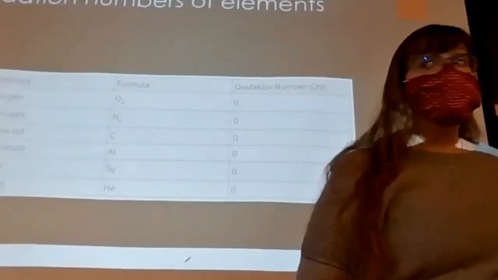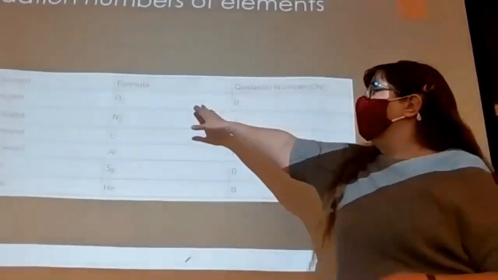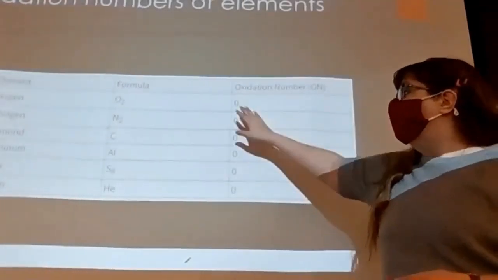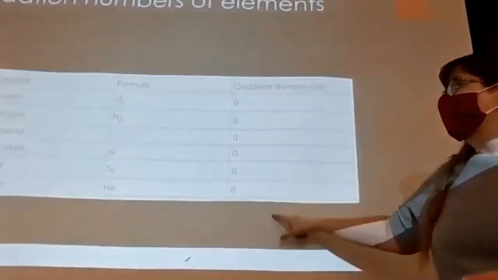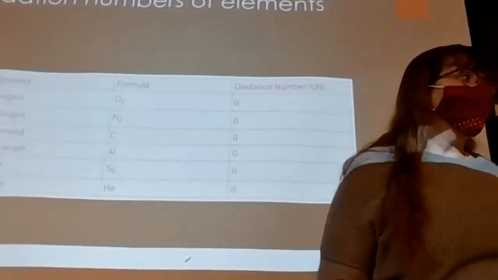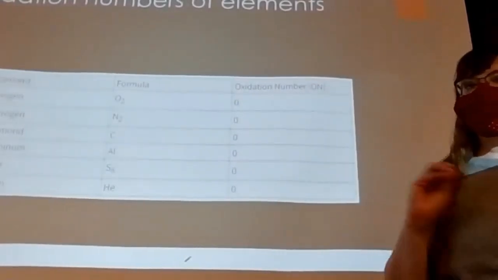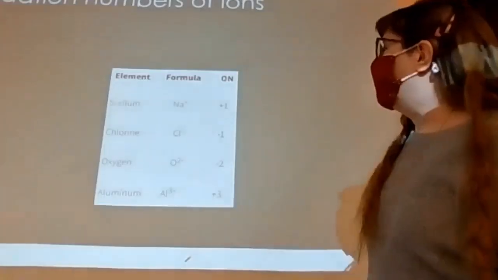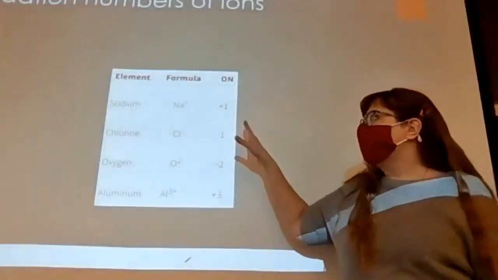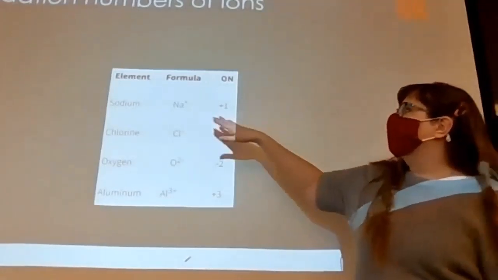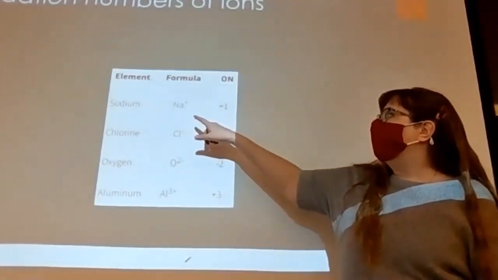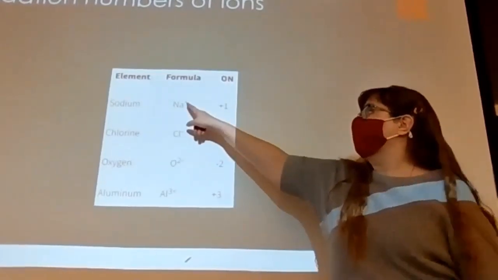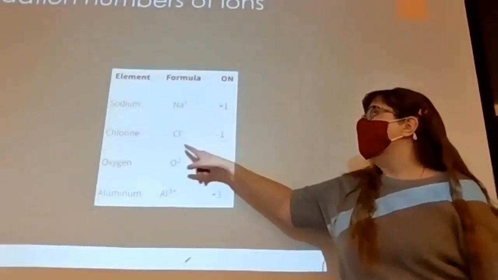So if it's neutral, like oxygen in the air or nitrogen in the air, a diamond, all of these have an oxidation number of 0 because there's no charge on it. So we can kind of think of the charge and the oxidation number as sort of being the same thing. Okay, so if I have a charge on something, then I'm going to have the oxidation number be the same thing as the charge. So sodium has a plus, so it's a +1.